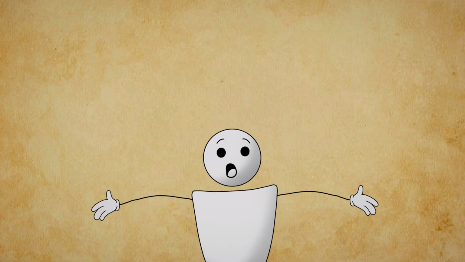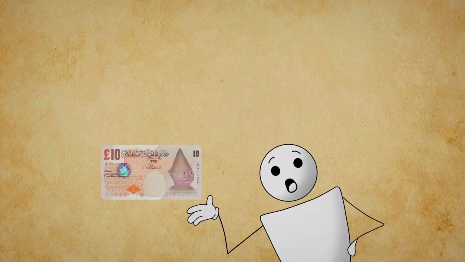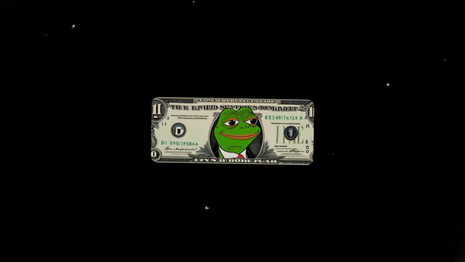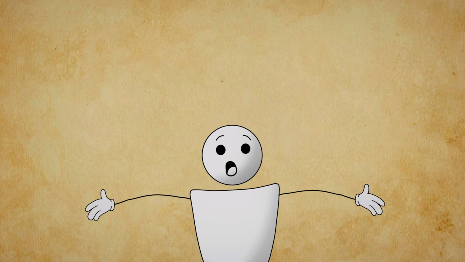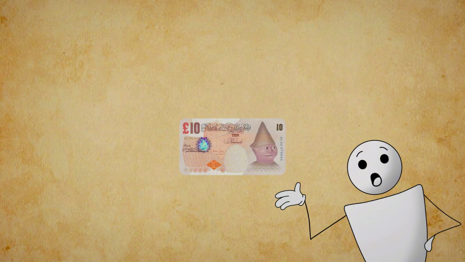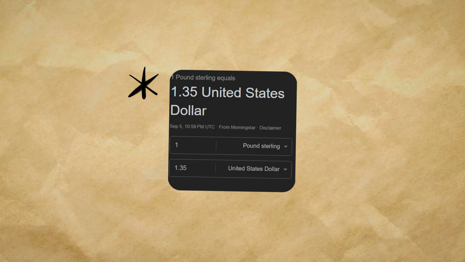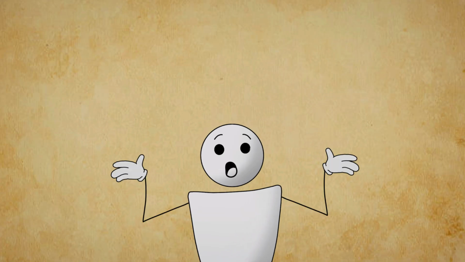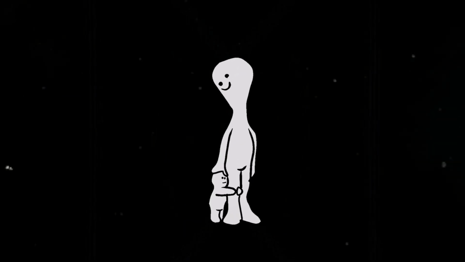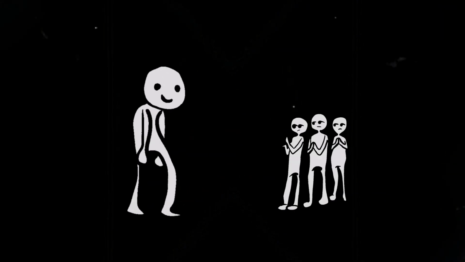Okay, let's understand it with a simple example. The British pound is more valuable than the US dollar. But the US dollar is still the king of currencies. Now you might think, how the hell is that possible? Well, strength doesn't always mean power. The British pound is worth about 1.25 US dollars. But does that make it the world's most important currency? Nope. Think of it like height. Just because someone is taller doesn't mean they are the most important person in the room.